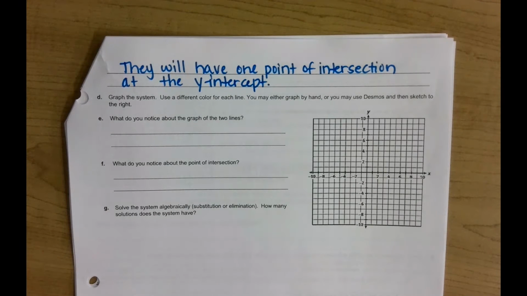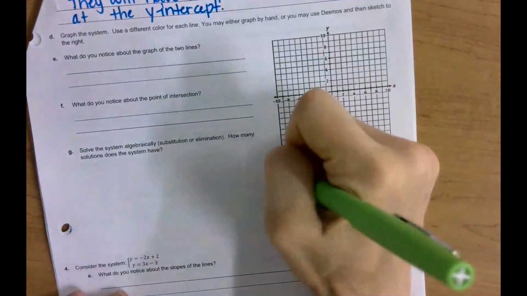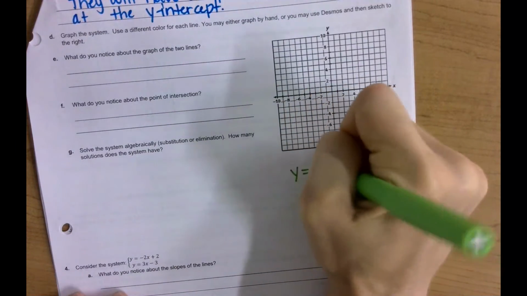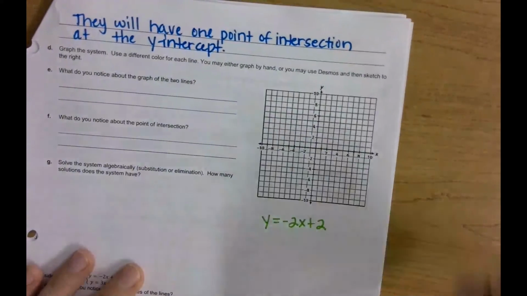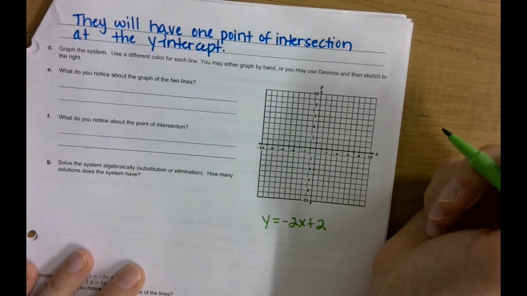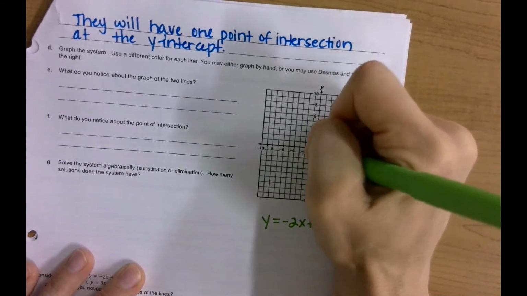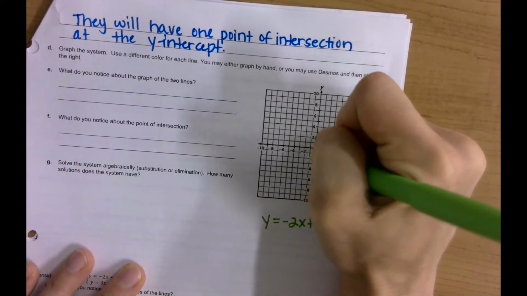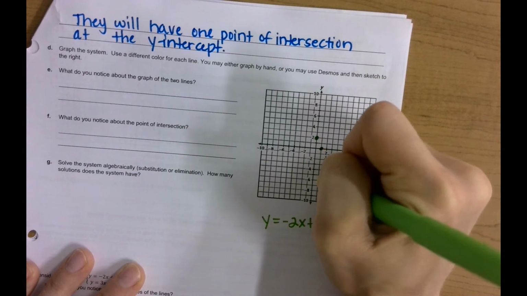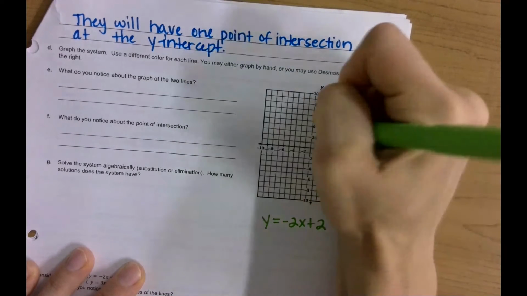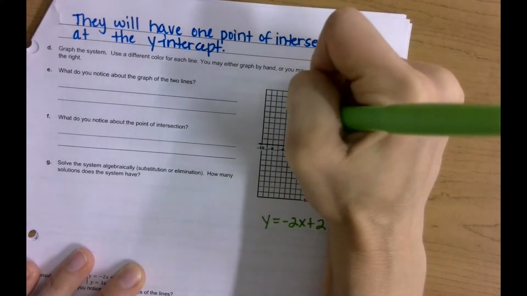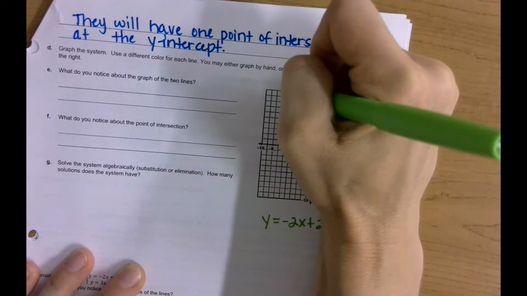So if we graph these, I'm going to graph y equals negative 2x plus 2 in green. Remember color code, do your two different colors. All right, so y-intercept is 0, 2. We have a slope of negative 2, so we're going down 2, right 1. Then up 2, left 1. Connect my points.